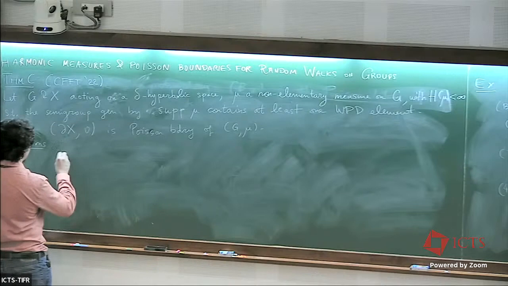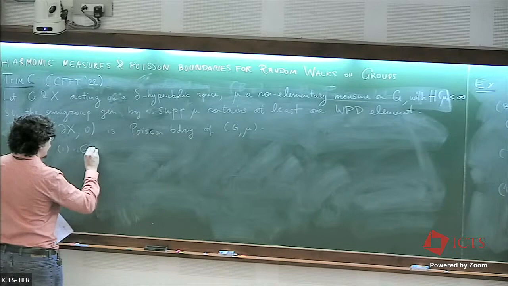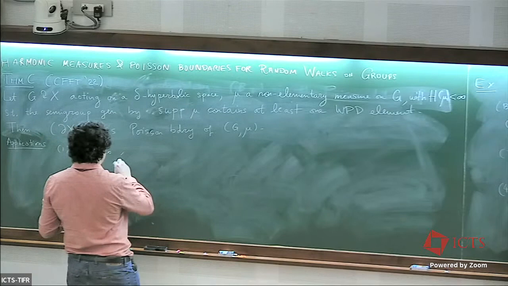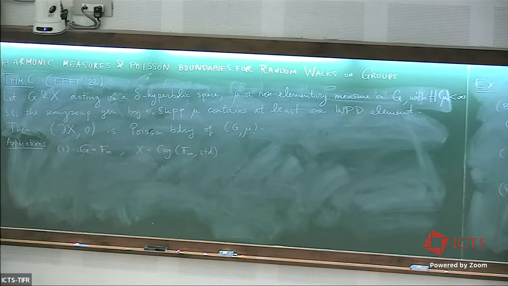So first, an interesting application, even for people in probability who don't care about geometric group theory: if G is the free group on infinitely many generators, it acts on itself and this turns out to be WPD. At least in this case, I think most elements are WPD, I forgot exactly. X is the Cayley graph with a standard generating set. That will be one option. Of course, the boundary would be just the boundary of the tree here.